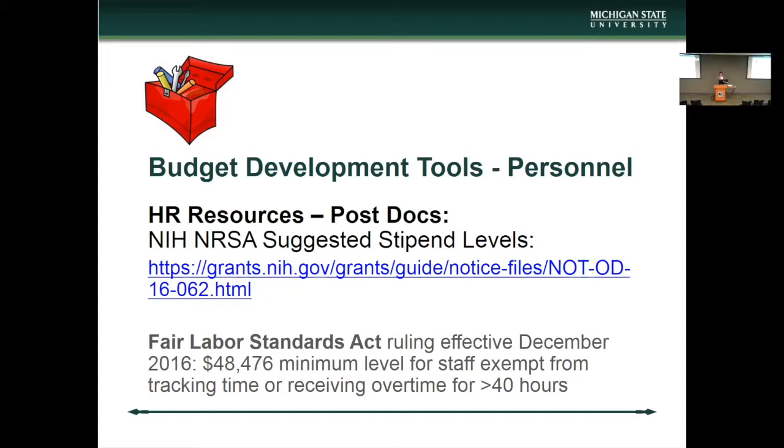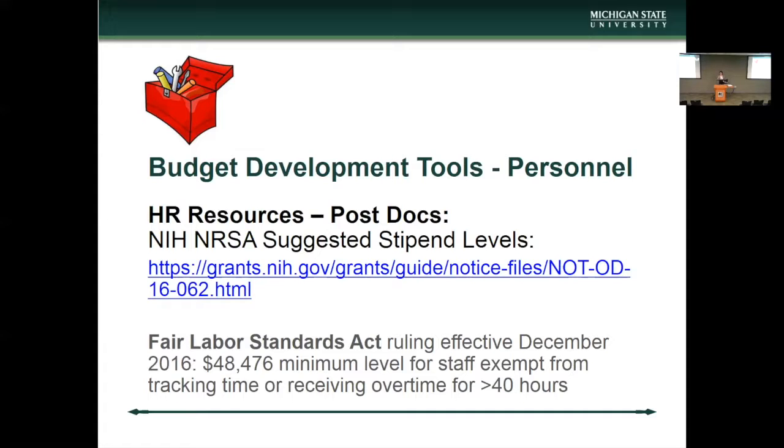Suggested stipend levels: you can go out to grants.gov, and there are the NRSA stipend levels that NIH has deemed appropriate for various years of experience. The one thing to be aware of is that NRSA has not updated their numbers yet based on the Fair Labor Standards Act that just, the new ruling there. So that says that effective December 1, 2016, 47,476 is the minimum level for staff to be exempt from tracking their time or receiving overtime for over 40 hours.